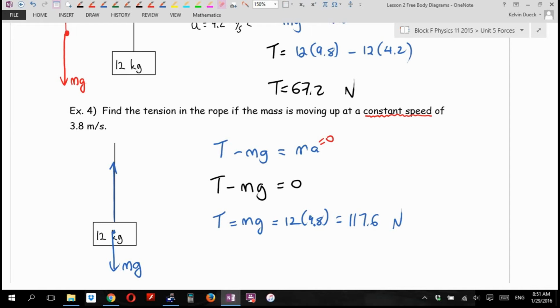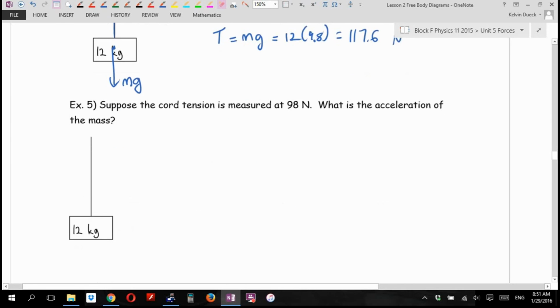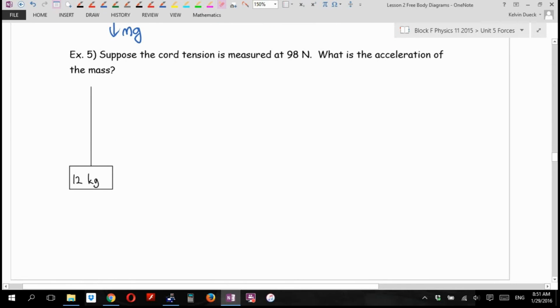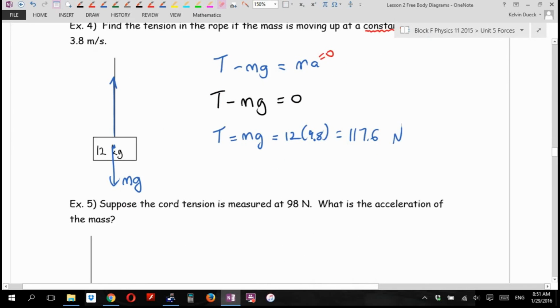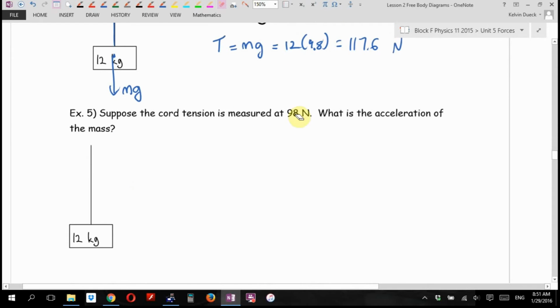Is that okay? So we can do a lot with this notion of a free body diagram. Hey, example 5. I said to Courtney, as far as I'm concerned, really anything in these equations is fair game to find. The other one that's going to be by far the most common is, suppose the cord tension is measured at 98 newtons. What's the acceleration?